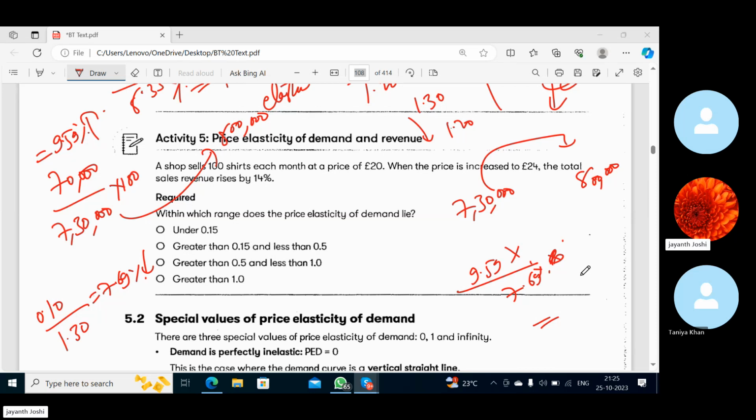Okay, what's the answer? Calculate and tell me. Please do the calculation. Otherwise, there's no interaction between you and us.